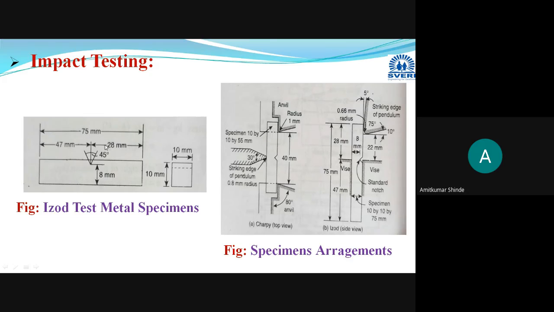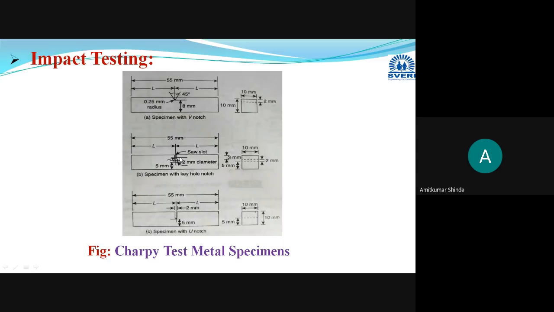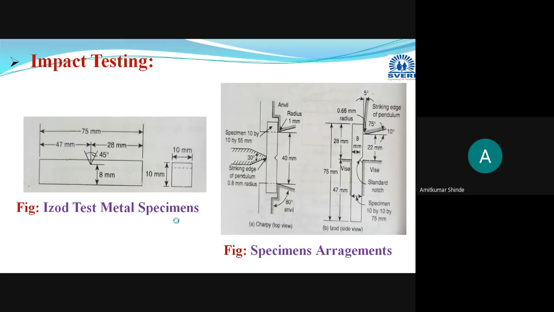In the Charpy impact test, you can clearly see that the notch is present exactly at the center, and you can use three types of notches: V, keyhole, and U notch. But in the Izod impact test, only one type of notch, the V notch, is used, and it is not present exactly at the center. It is 47 millimeter away from one corner, or you can say 28 millimeter from the other corner.